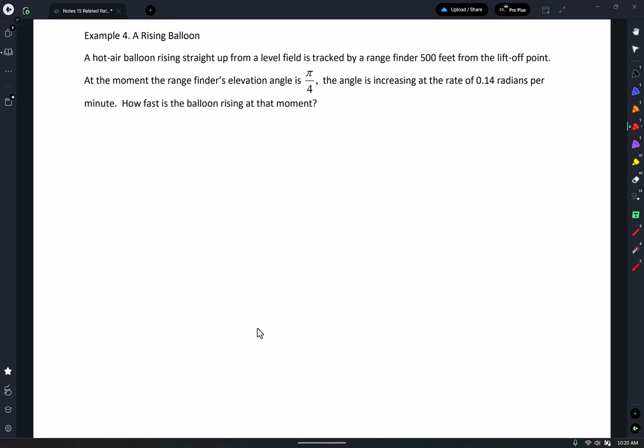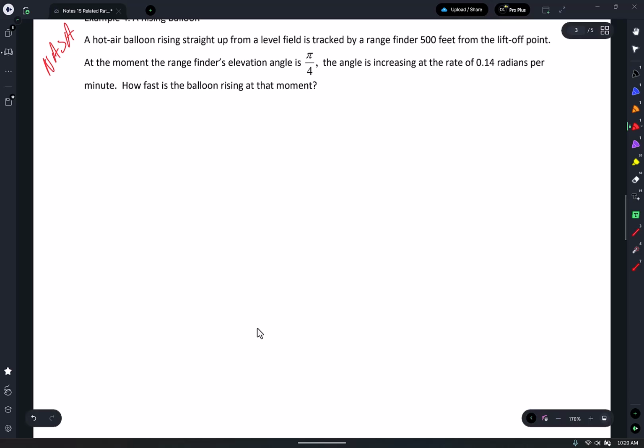A hot air balloon rising straight up from a level field is tracked by a rangefinder 500 feet from liftoff point. Oh, okay. Pretend you work for NASA. Here's your job interview. See if you can do this question. No, this is realistic. At the moment the rangefinder's elevation angle is pi over 4, the angle is increasing at a rate of 0.14 radians per minute. How fast is the balloon rising at that moment? Okay, you get this question as an interview question for trying to work at NASA. Can you do it? No, say yes. Heck yeah, you can. All right, so here's your interview question.